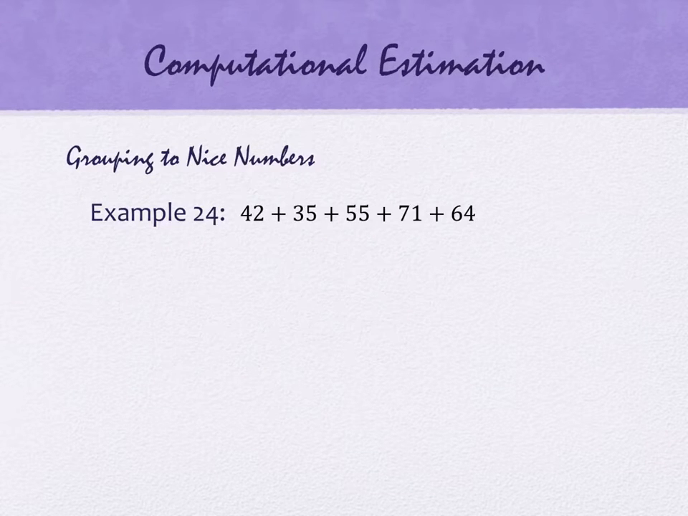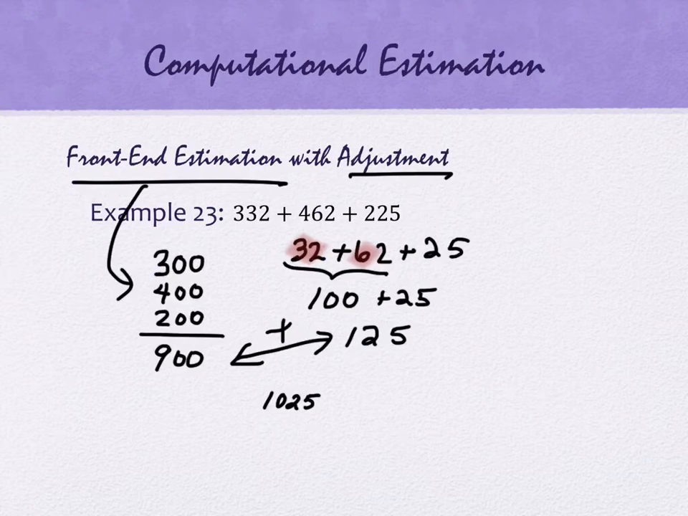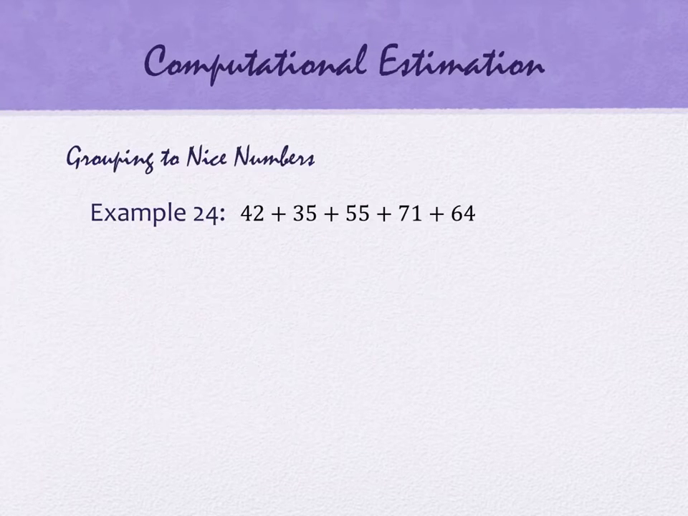Okay, let's do another one. This is grouping to nice numbers. So we kind of did this a little bit with my adjustment over here, as we said, oh, the 32 and the 62 are kind of nice. They're almost compatible. Same idea over here. So we're looking for numbers that we can group together, and again, that would be almost compatible. So are there any pairs of numbers here that seem like if we put them together first, they'd be almost 100?